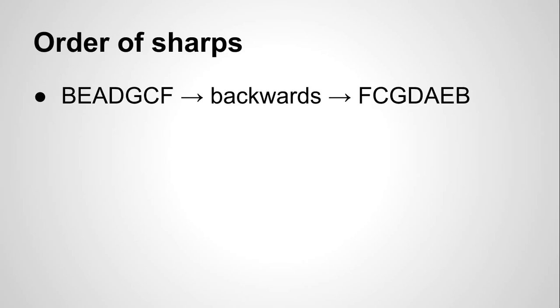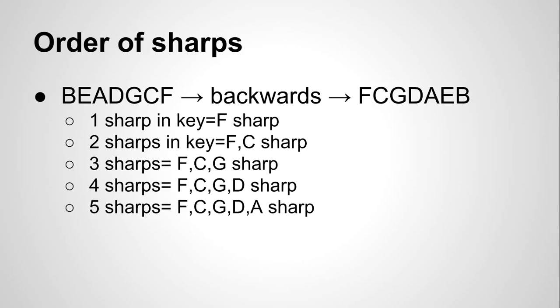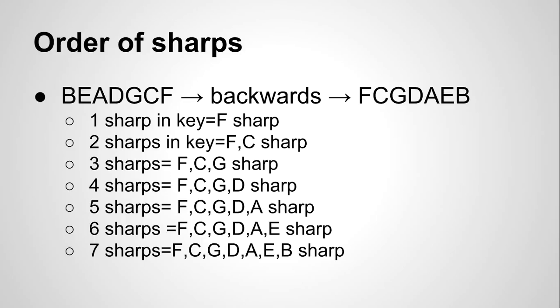So for example, if I have one sharp in a key signature, it's F sharp. Two sharps, F and C, and so forth. F, C, and G for three sharps. Four sharps, F, C, G, D. Five sharps, F, C, G, D, A. Six sharps in a key signature, F, C, G, D, A, E. And seven sharps. And that's it.